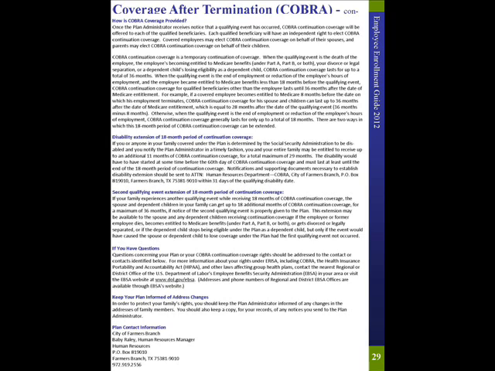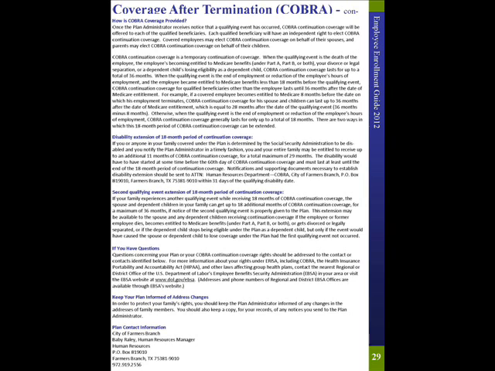Page 29. Coverage after termination, COBRA, continued. How is COBRA coverage provided? Once the plan administrator receives notice that a qualifying event has occurred, COBRA continuation coverage will be offered to each of the qualified beneficiaries. Each qualified beneficiary will have an independent right to elect COBRA continuation coverage. Covered employees may elect COBRA continuation coverage on behalf of their children.